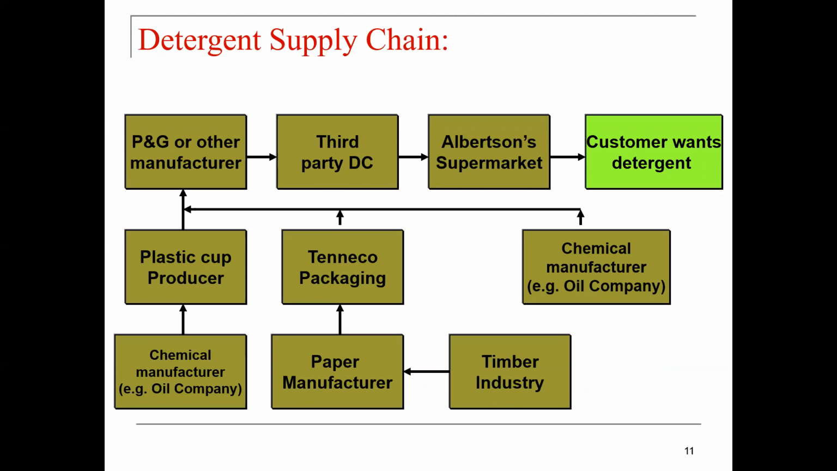In this slide, we have the detergent supply chain. A supply chain involves everybody from the customer all the way to the last supplier. Key flows in the supply chain are information, products, and cash. It is through these flows that a supply chain fills a customer order. The management of these flows is key to the success or failure of a firm.